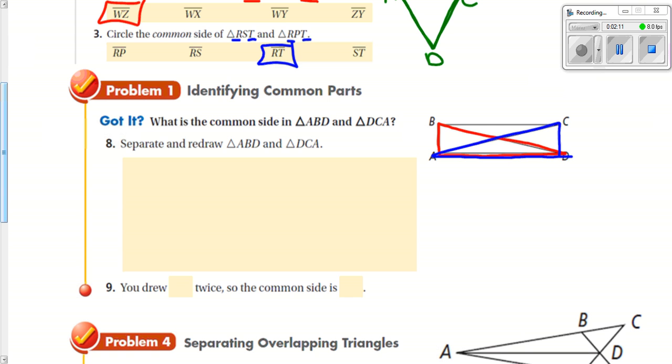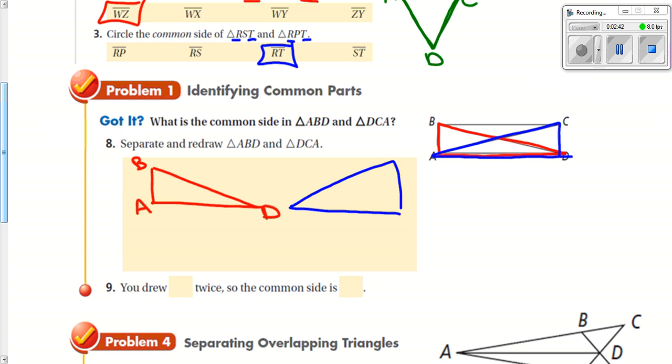One good method is to use a highlighter or a colored pen and trace each one in a different color like I did, and it can help you that way, especially as we work with the overlapping triangles. But let's go ahead and let's break them down. So the question says separate and redraw triangle ABD. So obviously it's not going to be to scale, but I'm going to do the best I can. So here is A, B, D. I just pulled it out of the diagram. And I'm going to draw DCA. So I'm going to do it the same way that it looks, just they're not on top of each other anymore. So DCA.